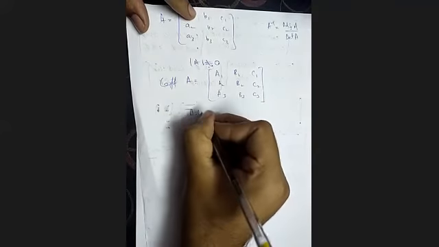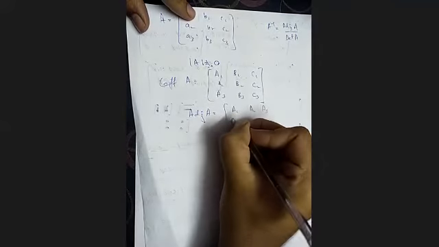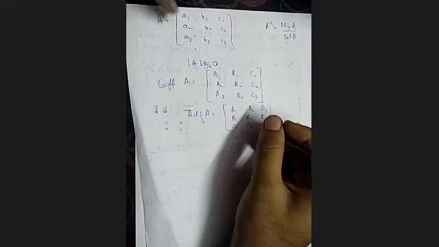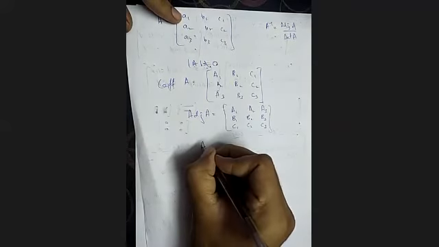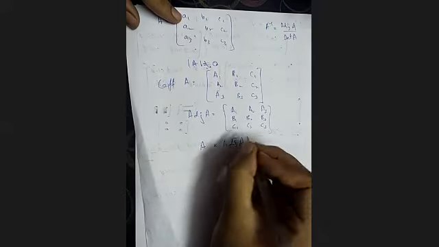Adjoint of A will be rows to columns, columns to rows. So A1, A2, A3, B1, B2, B3, C1, C2, C3. Okay. Now we are going to multiply A and adjoint A. So this is your adjoint A and this is your A.